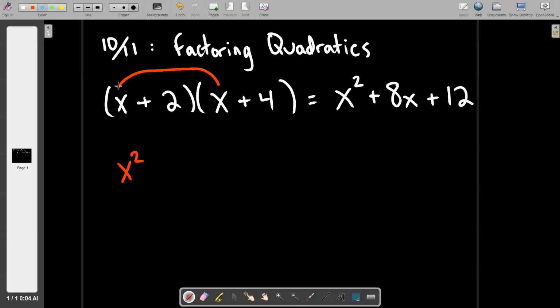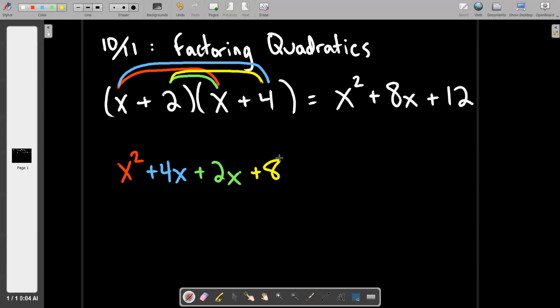Now let me switch colors. Let's go here. What's that? 4x. Good job. And I'm going to switch colors again. What is that? 2x. Okay. And then what is that? So if we want to know how we did, we can always check our own work to see if it comes out to equal x squared plus 8x plus 12.